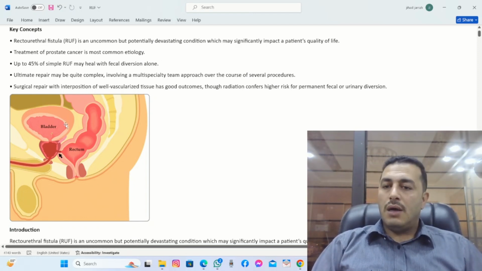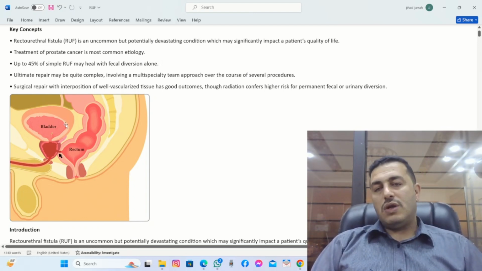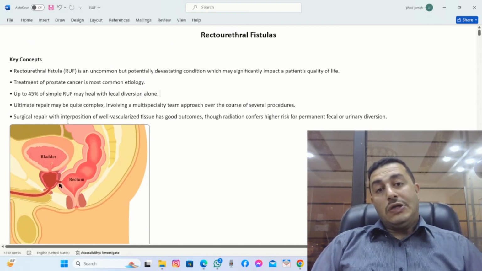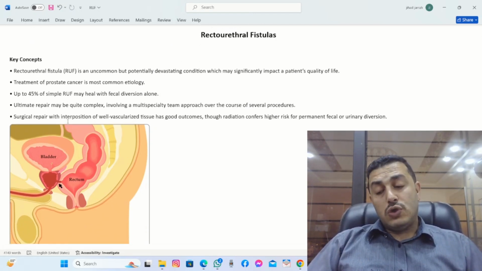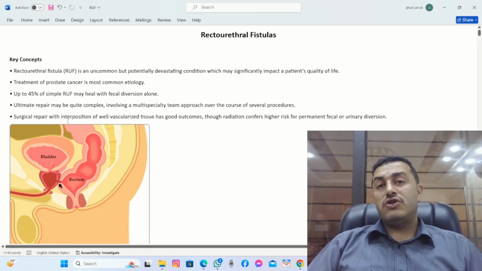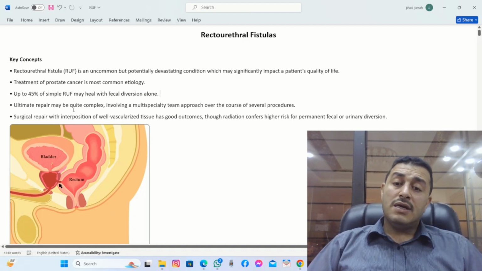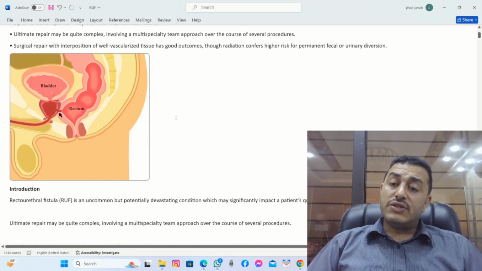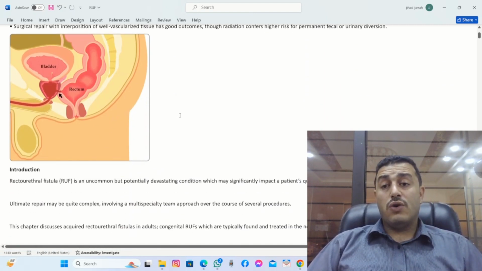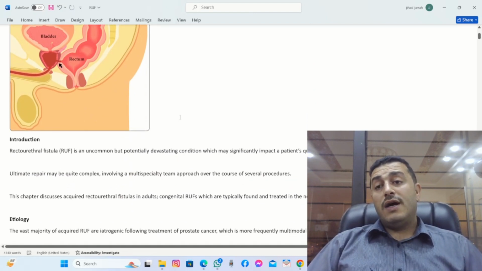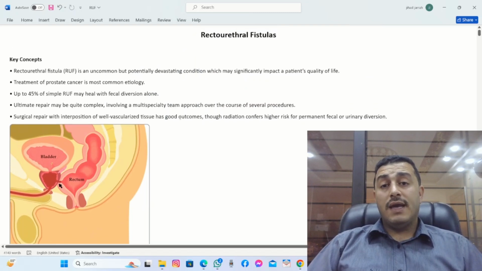Of course, we have a concept called the congenital complex fistula or congenital rectourethral fistula. We will review this in the pediatric lecture when we start to discuss some colorectal issues related to pediatric patients. In this lecture, we are going to talk about the acquired type of complex fistula, namely the rectourethral fistula.